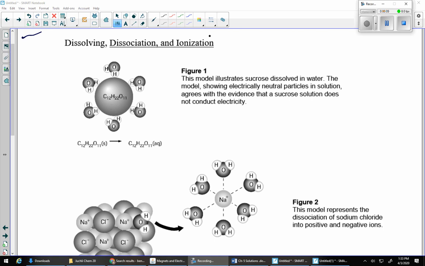This lesson is primarily about major entities in water. So when we put stuff in water, what exactly happens to them?